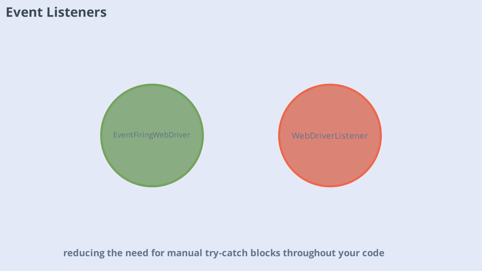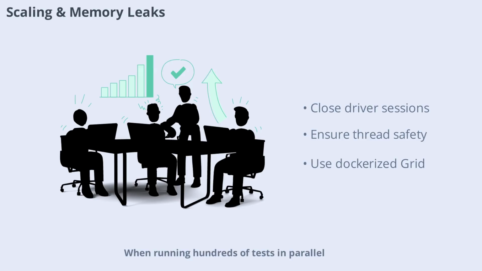When running hundreds of tests in parallel, ensure each test closes its driver session using driver.quit. Use ThreadLocal WebDriver for thread safety, and consider running tests on a Dockerized Selenium grid to isolate execution and prevent memory leaks. These practices help maintain performance and reliability at scale.